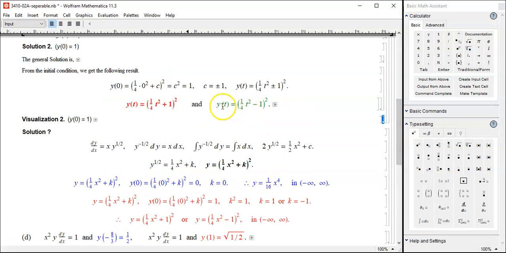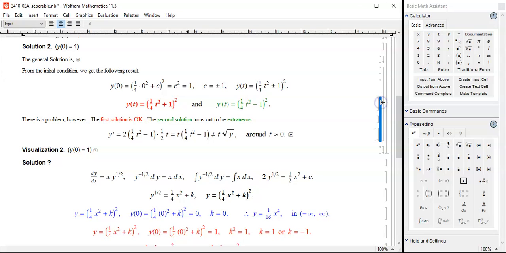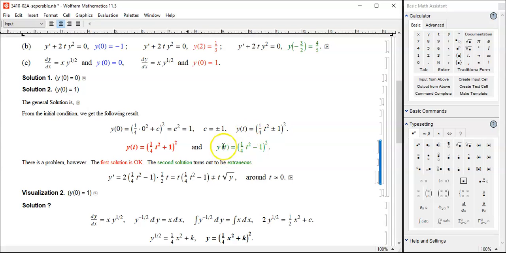Does it mean this one is not a solution? Indeed, it's an extraneous solution. The first solution is okay, but the second solution is not okay. And you can actually check that. Put this one into the original problem here and take the derivative, and then factor x out. Well, I'm using t, so t out.